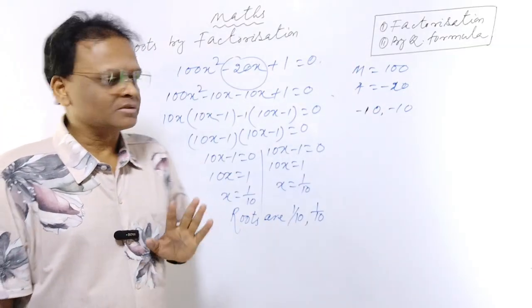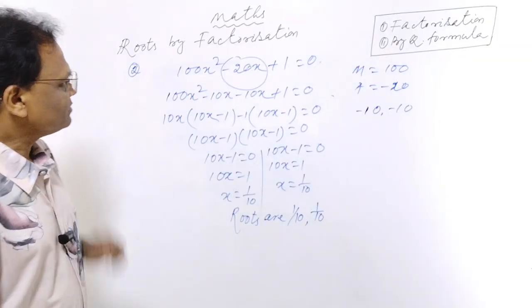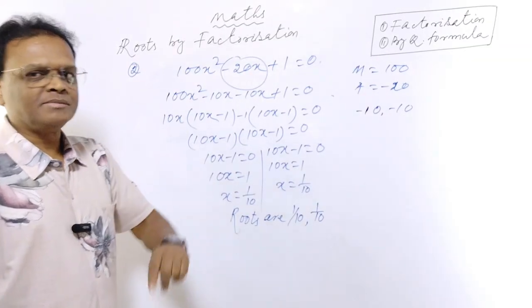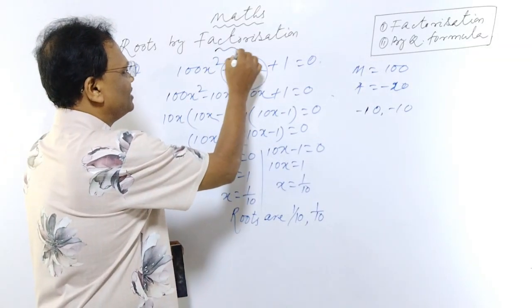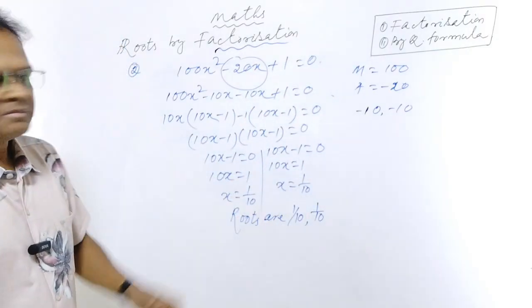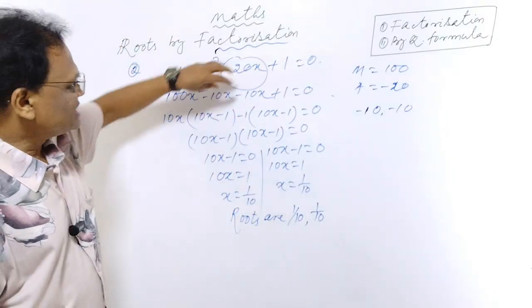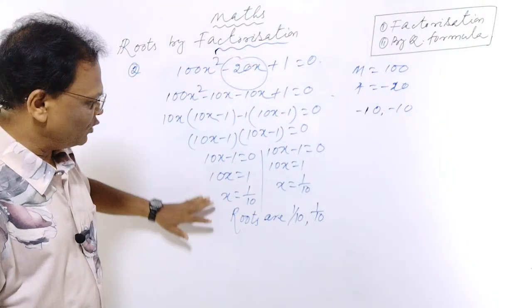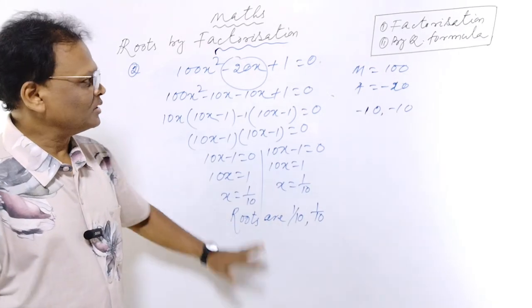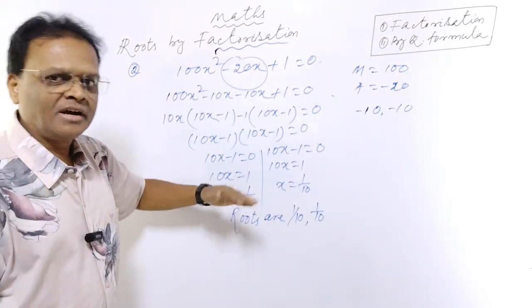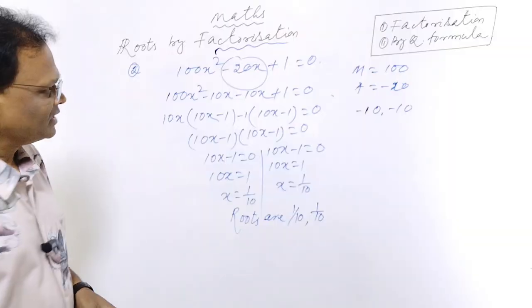What would be the nature of the roots? I think this one is clear. So we found the roots by which method? The name of the method is factorization. By factorization method, we split the middle term and we got the two roots. So today's part is actually we are finding the roots by factorization method.